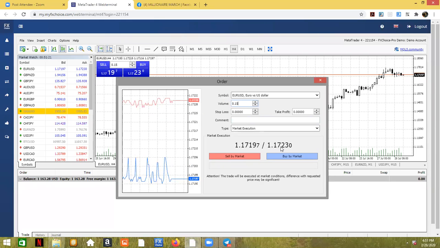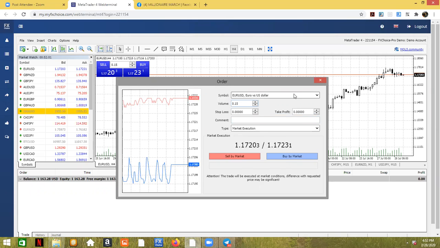So what is a pip? Well, pips start at your second digit, not the first. The first is what's called a pipette. The second digit is where you start to count your pips, right? So if this moved up from 1723 to 1725, that would be 2 pips. If it went up to 30 from 23, that'd be 7 pips. If it went down, let's say to 1720 from 23, that's 3 pips. So remember, you're always counting pips on the second digit from the right. This is where you count your pips.